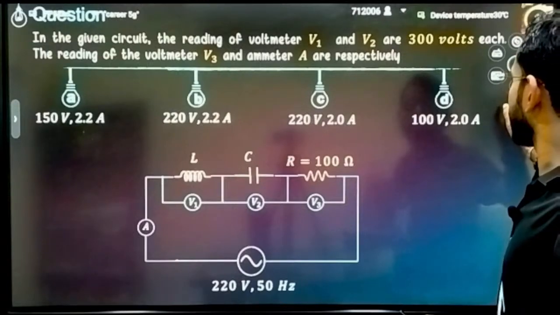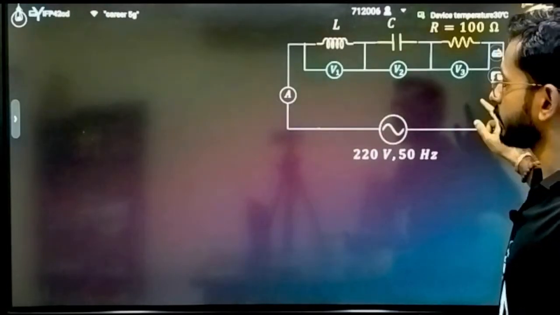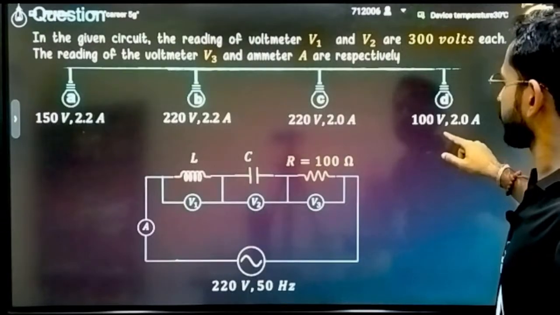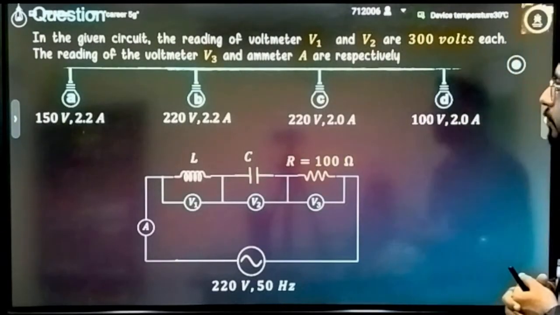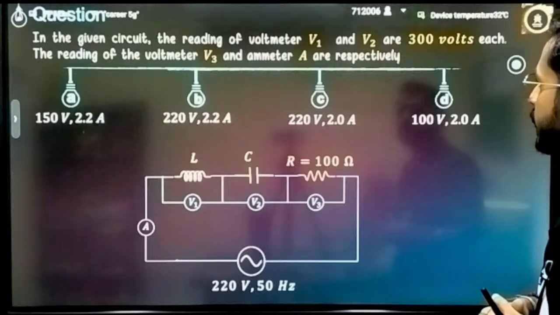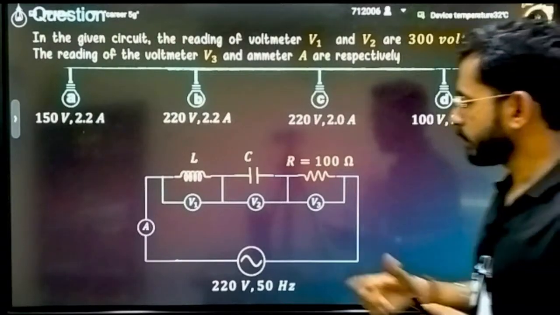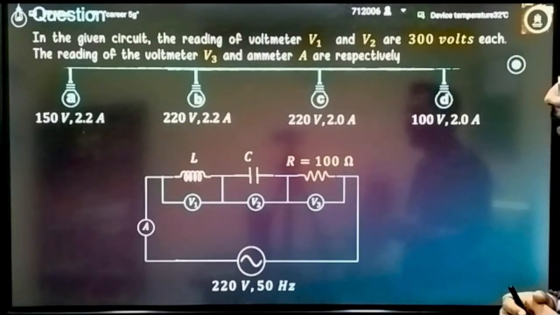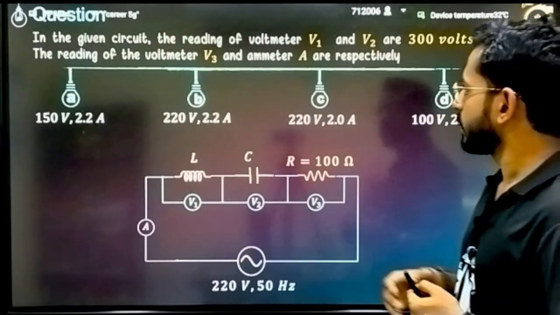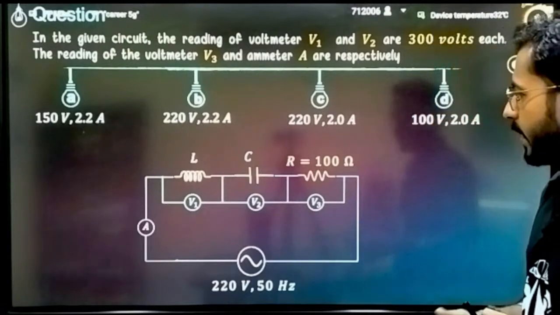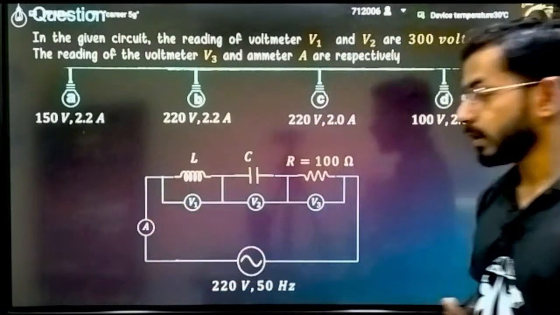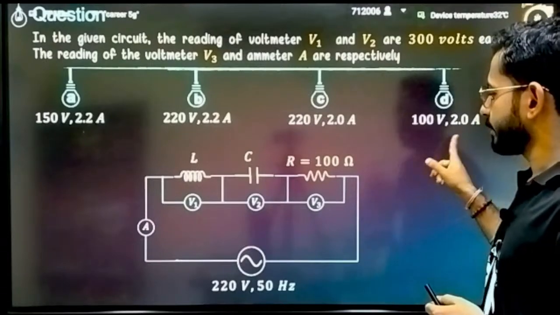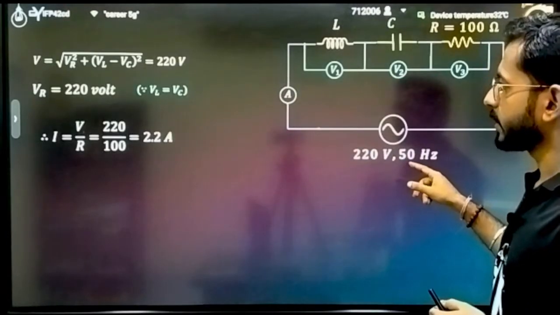Now there is a question, let's try to solve it. See, in the given circuit, the readings of voltmeter V1 and voltmeter V2 are 300 volts each. The readings of voltmeter V3 and the ammeter A are respectively what? What will be the reading of voltmeter V3 and ammeter A? This is the ammeter that you have. How will you solve it? Let's solve it here.